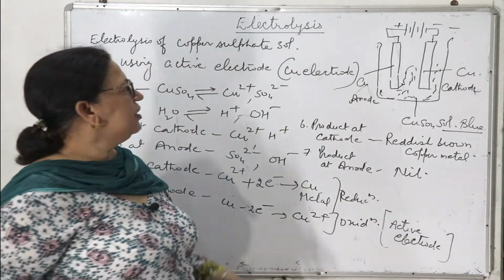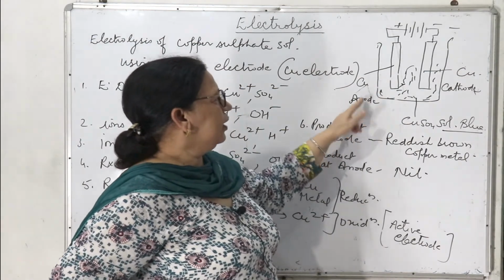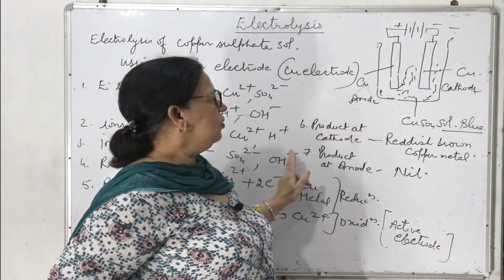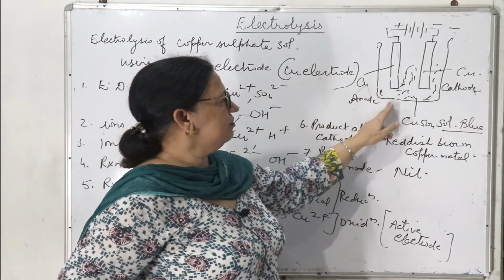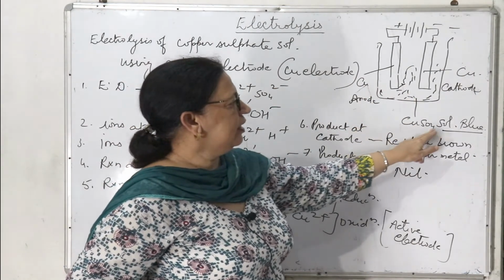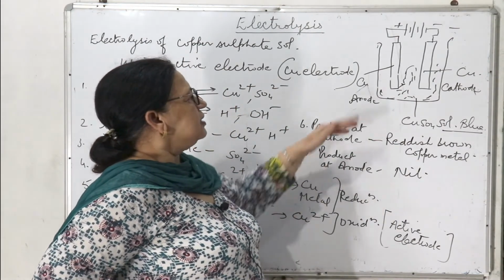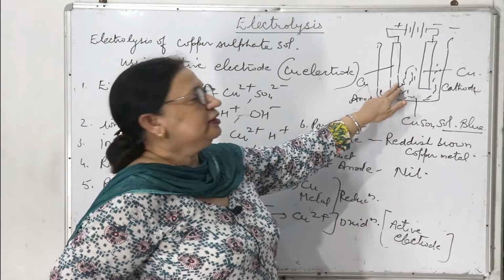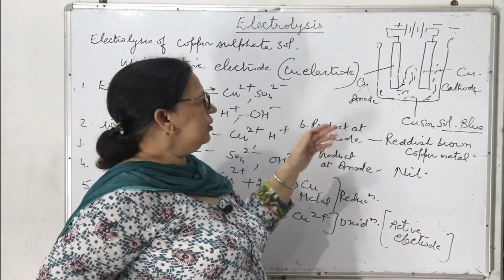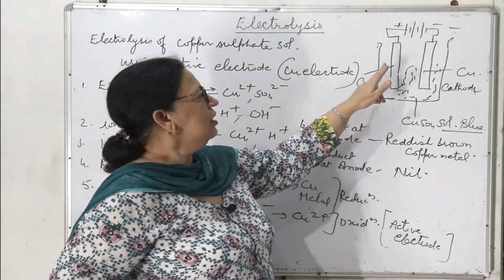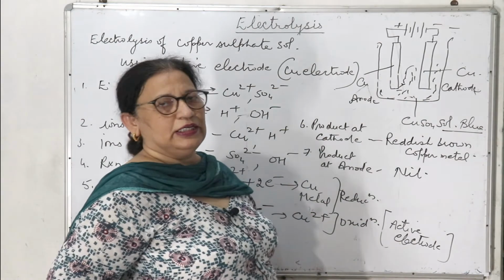Why will this solution remain blue? Because of the active anode. The anode will lose 2 electrons and become Cu2+ ions, and those positive ions go into the solution and give it blue color. And second observation, the size of the anode will decrease, because copper is giving the ions and those ions are going into the solution, so the size of the anode will decrease and the size of the cathode will increase.